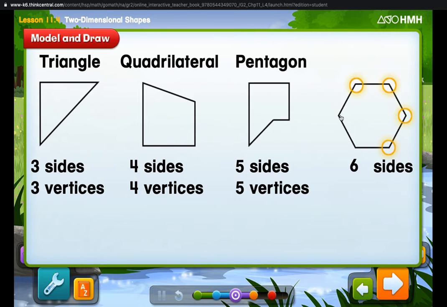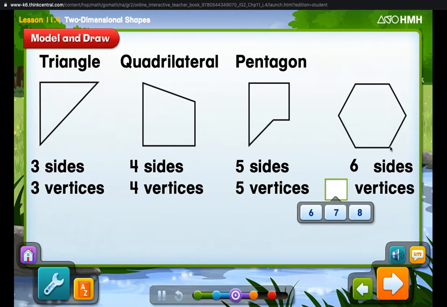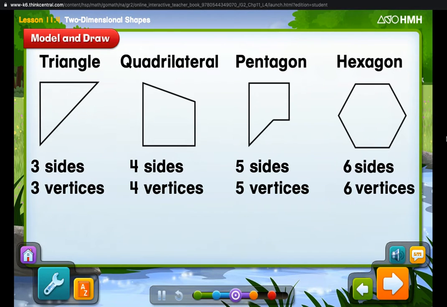1, 2, 3, 4, 5. How many vertices are there? So there's 6 vertices. Good job! There are 6 vertices. This shape is a hexagon. All hexagons have 6 sides and 6 vertices. For each kind of shape, the number of sides and the number of vertices are the same.